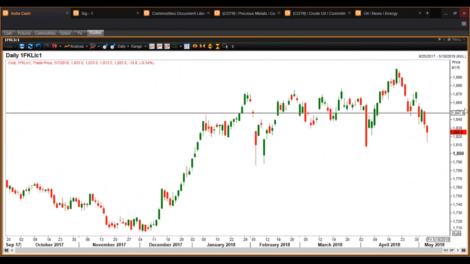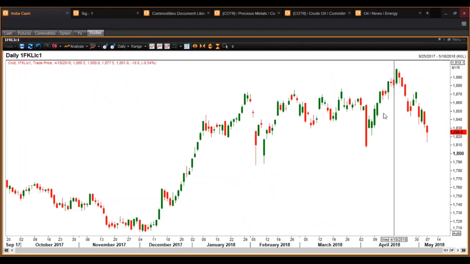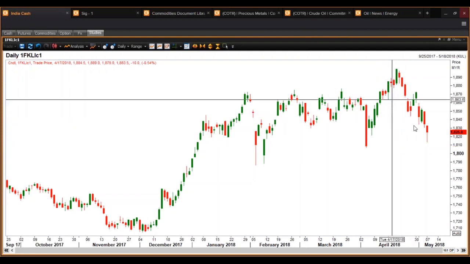After the elections, it's not a matter of 2 days, 3 days, 4 days. I think it's a matter of almost 60 to 90 days. Why 60 to 90 days? Let's come on to the third one. Because the post-election 20-day period is more volatile than the pre-election 20-day period. That's what the study says.